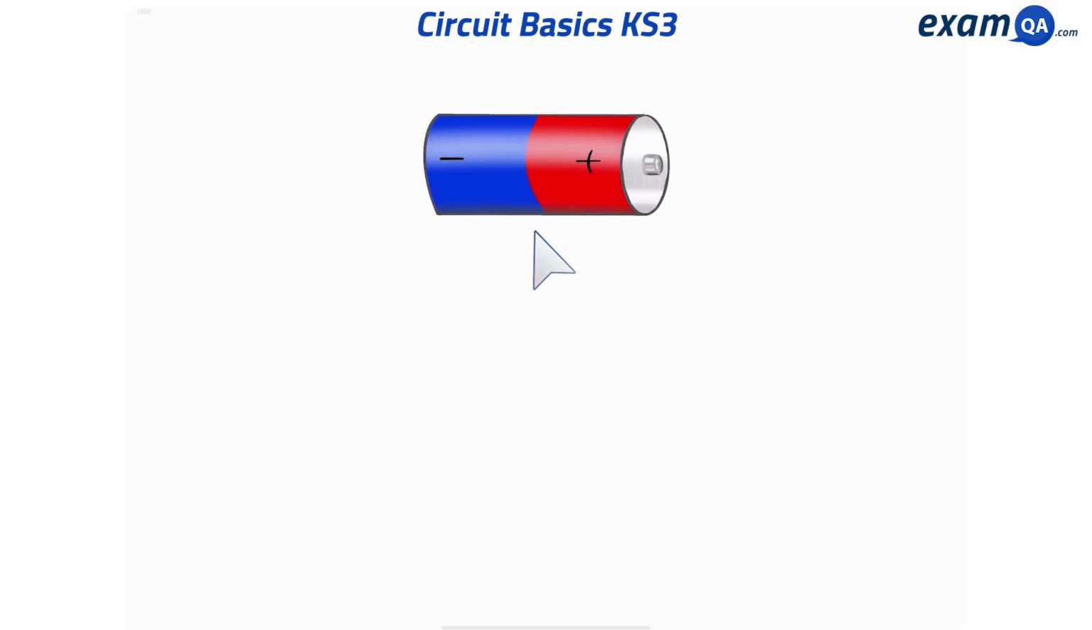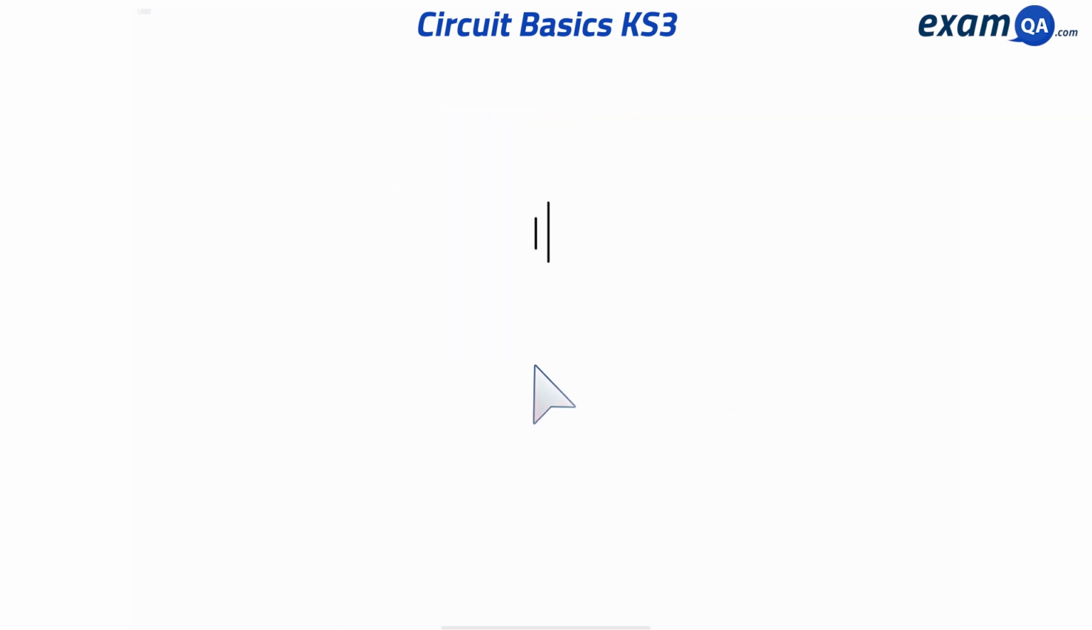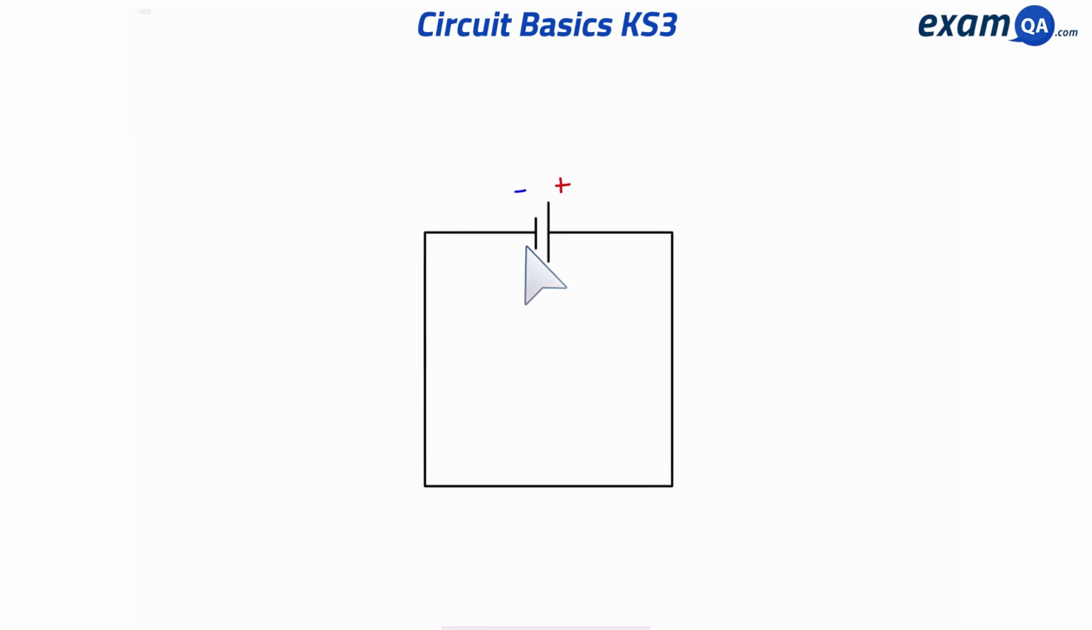cell. It has a positive side and a negative side. If I connect a metal wire from one side to another side, I have now created a circuit. Now this is commonly drawn like this. So here's our cell. The long side is the positive side and the short side is the negative side. And this black line around it represents the metal wire that makes the circuit.